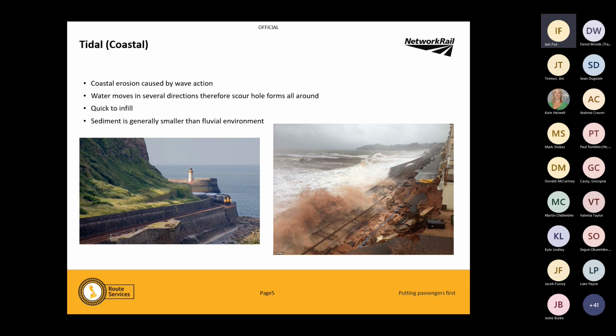But the sediment's also a bit smaller. Obviously, we know in rivers we get cobbles, pebbles, boulders. In the estuaries and in the tidal environment, it tends to be silt and really, really fine sands, which is much easier to move than boulders. So tidal erosion is something that we don't touch a lot of in Network Rail. We do a bit, but not as much as we do fluvial. And we've got some pictures.